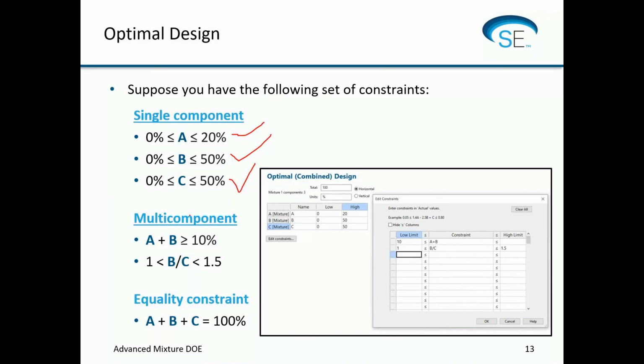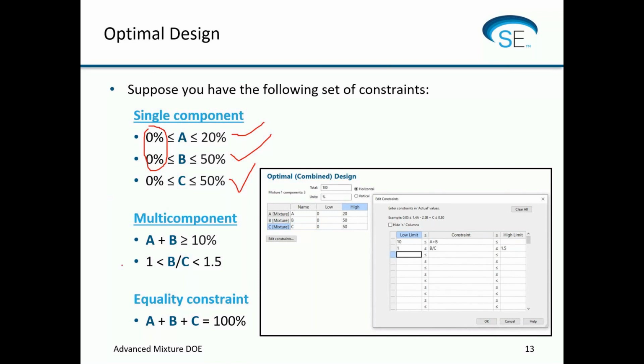However, that's not usually enough. Let's say that there's also a multi-component constraint. So A plus B must be at least 10% of the overall formulation. Now, what that means is that I can't have A and B both be at their low.